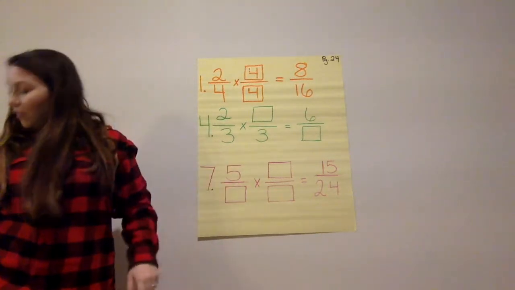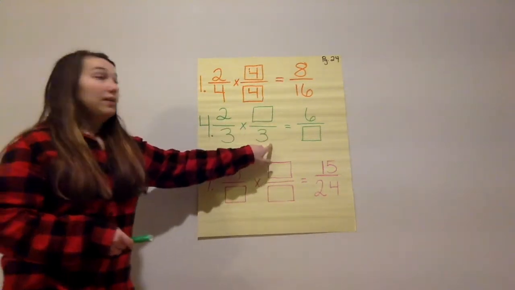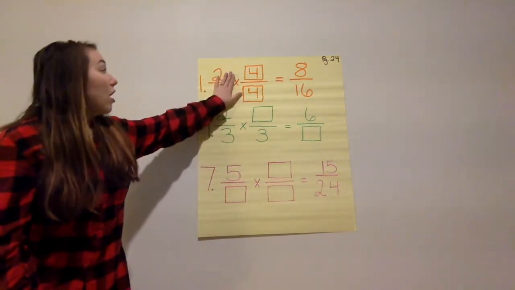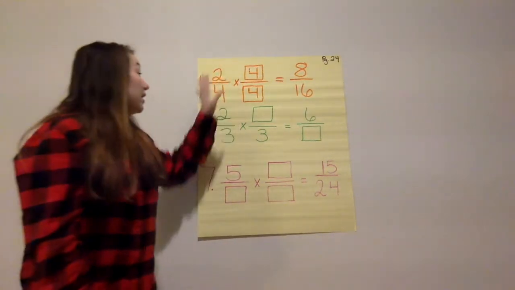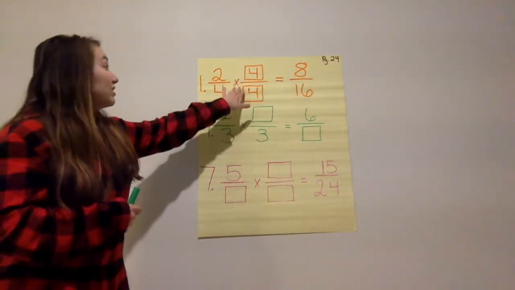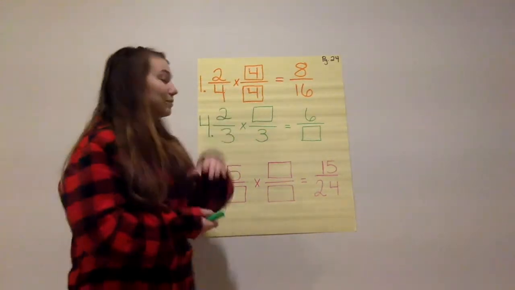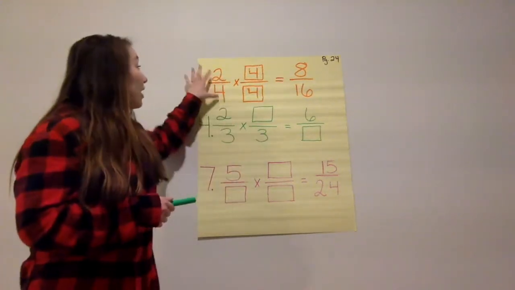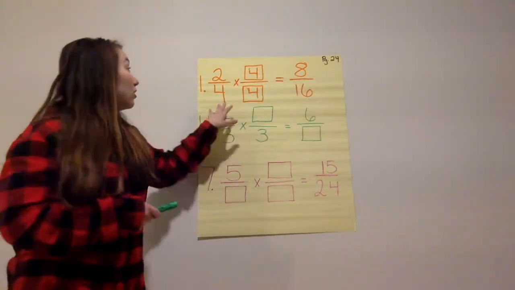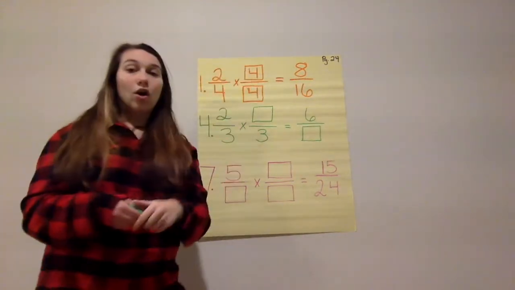All right, and question number 4 should look something like this. 2/3 times blank over 3 equals 6 over blank. All right, well, we are going to take the knowledge from this first problem and apply it down here. So, what we just talked about up here is whatever we are trying to get to an equivalent fraction, we need to multiply by 1 whole, which means whatever is on the bottom is the same thing on the top.